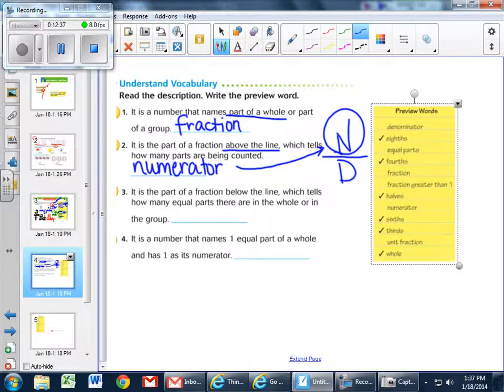Okay, number 3. It is a part of a fraction below the line. I drew that for you too, which tells how many equal parts there are in the whole. So we got our numerator, and then our total number of pieces that we talked about as the denominator.